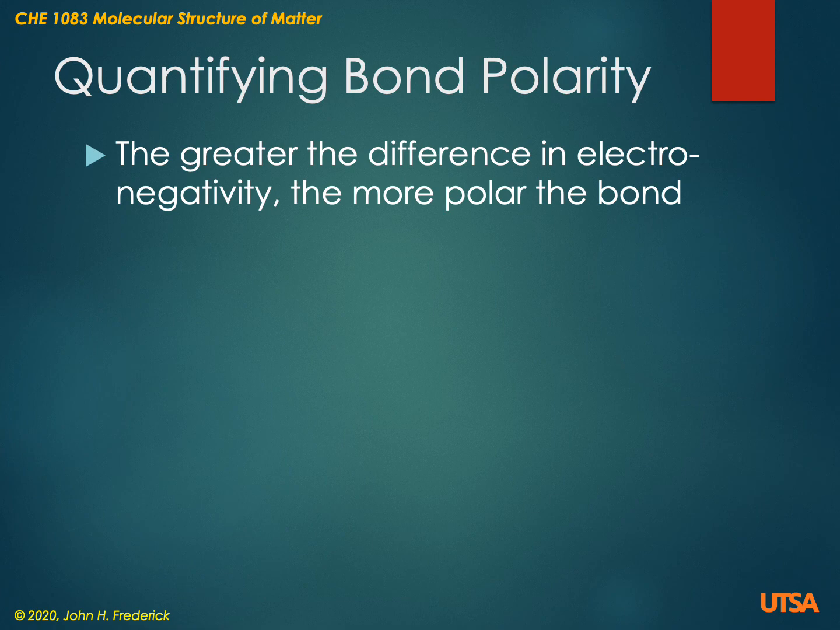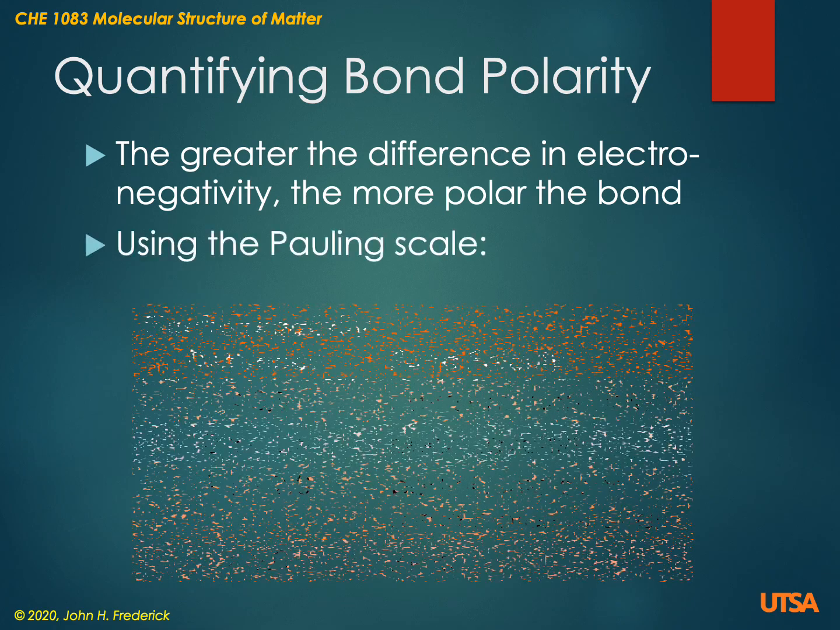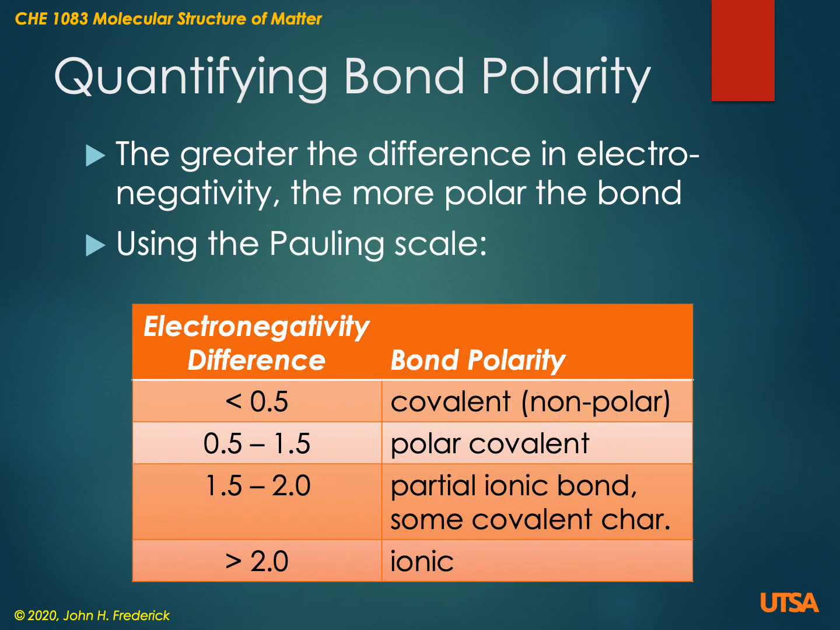We're going to use this to quantify bond polarity, and in fact what we're going to do is say that the difference in the electronegativity between two atoms gives us an idea of how polar a bond might be. So using the Pauling scale, we might develop the following rubric for determining bond polarity. If the difference between the electronegativity of two elements is less than 0.5, we're simply going to say that's a covalent bond. It's nonpolar. There's not a great enough difference for the electrons to lean one direction or the other.